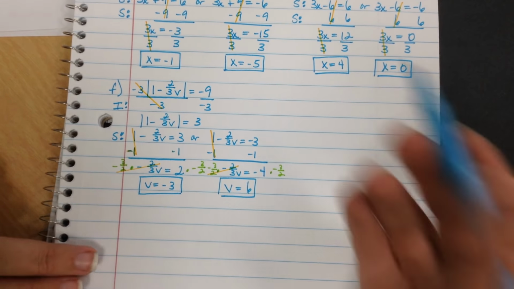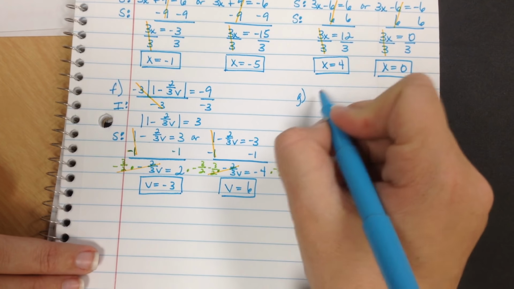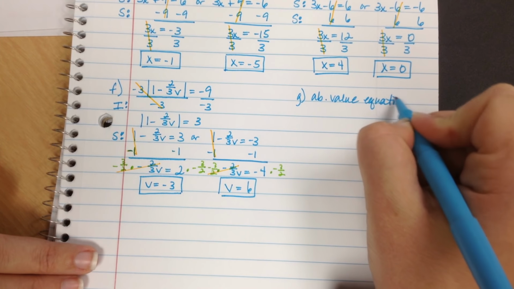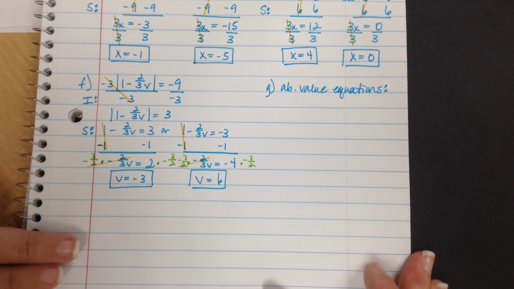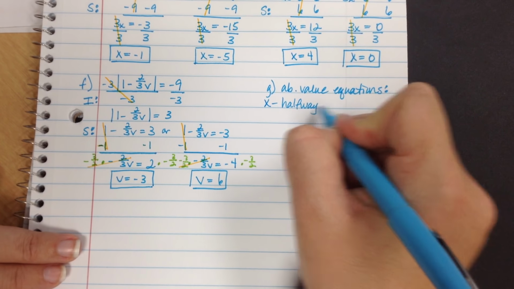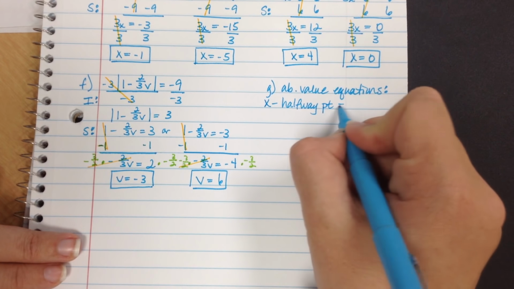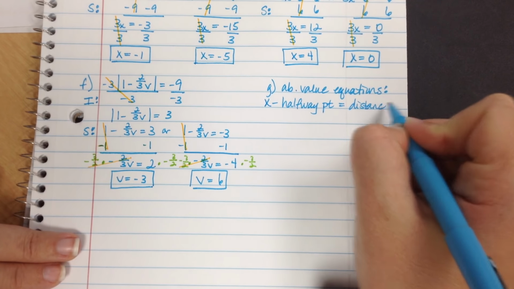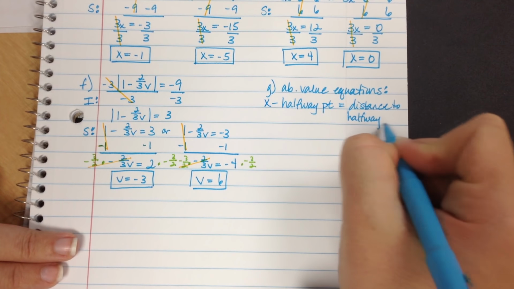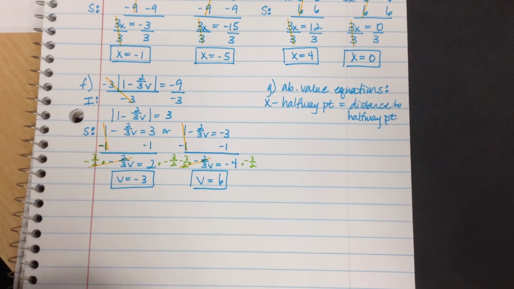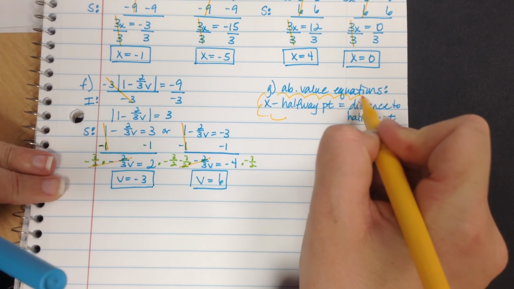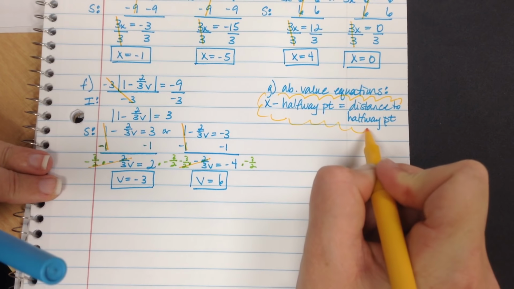All right, moving on to writing absolute value equations. This is part G. Here's how we do it. X minus the halfway point equals distance to the halfway point. This is a formula that you're going to want to know. I would probably bubble it, put a box around it, something to point it out to yourself that it's there and that you need it.